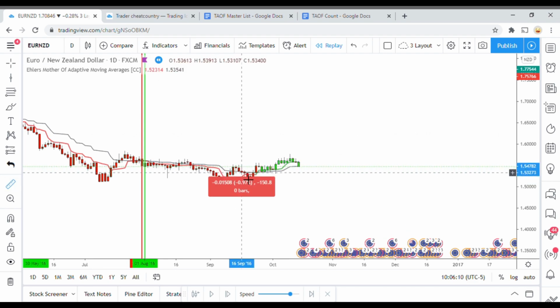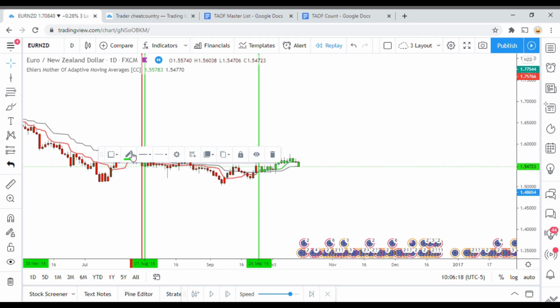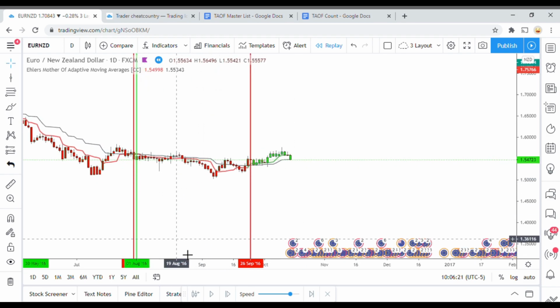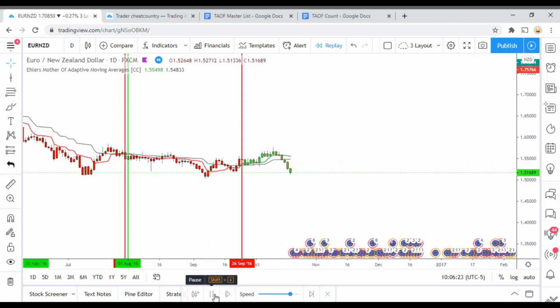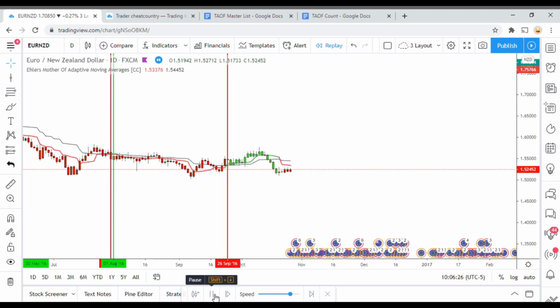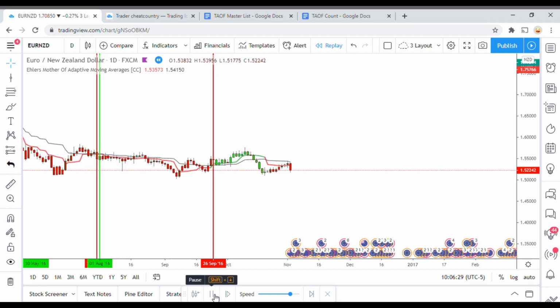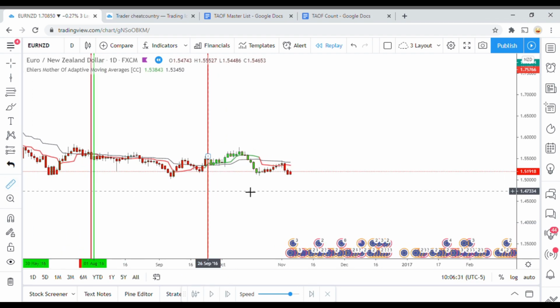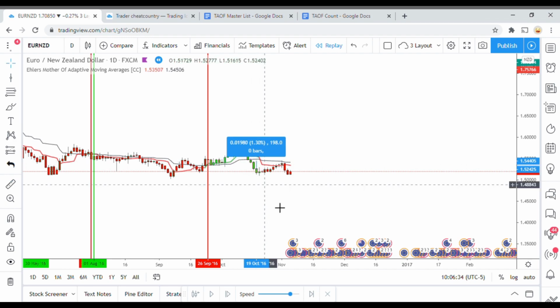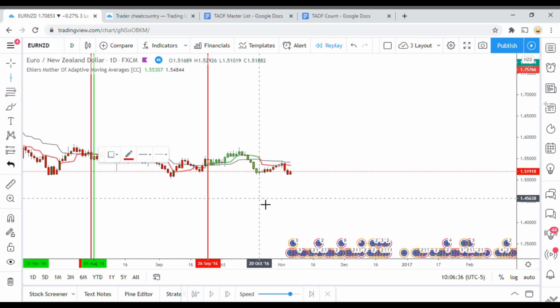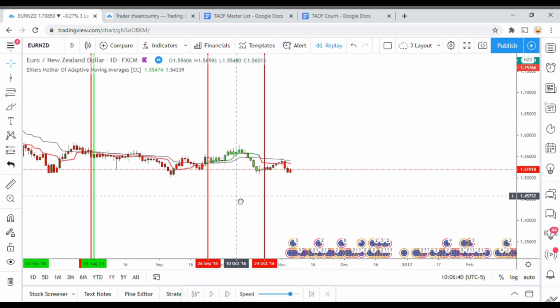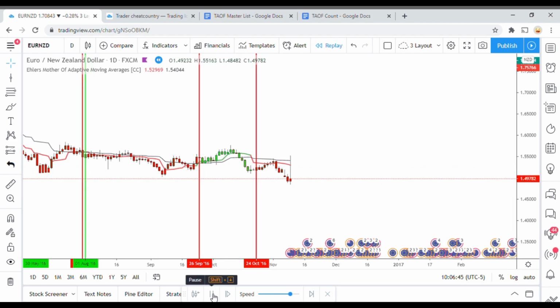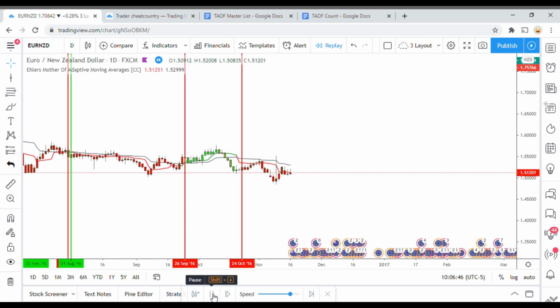All right, we get a long there. Unfortunately, we get stopped out before it gets us to take profit. So that would have been a losing trade there. Picking up a short right here. That one also appears as though it stopped us out. Sure did. Looks like in a ranging market, the timing of this indicator does not work out very well.